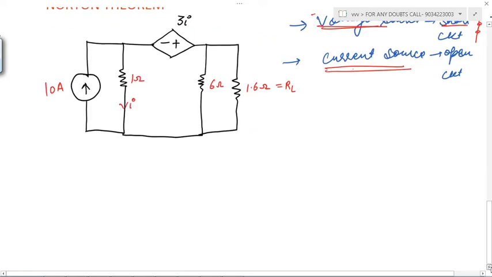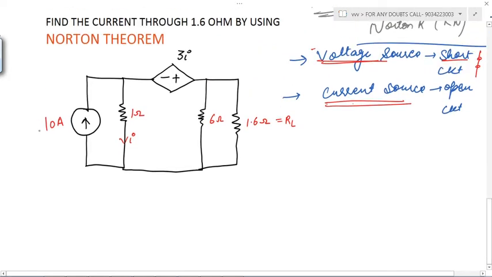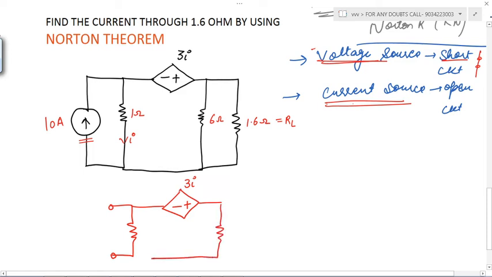So I am redrawing the diagram based on this. Here which source is present? Current source is present, so the current source must be open circuited. I am opening the door for the current source, right? We don't touch the dependent source, just remember this point. We don't touch the dependent source. The dependent source will always remain as it is, neither short circuited nor open circuited.